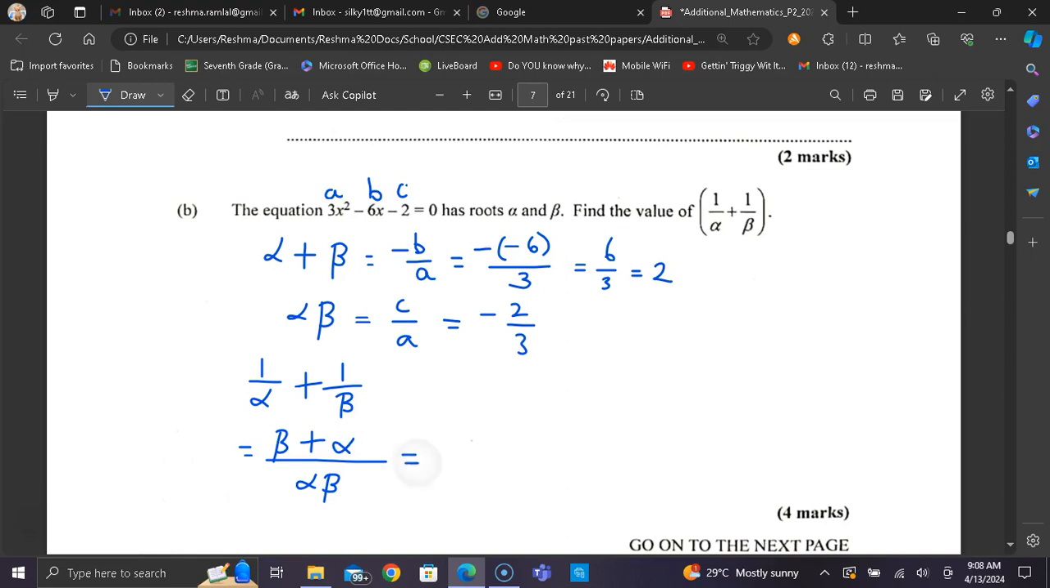So I end up with, when I simplify these two algebraic fractions, adding them together, I get beta plus alpha, which is the same as alpha plus beta, which is 2, divided by alpha beta, which is negative 2/3. So we have 2 divided by negative 2/3, which is 2 over 1 multiplied by negative 3 over 2. Right, inverting and multiplying. So 2's cancel, so we end up with negative 3. So the value of 1 over alpha plus 1 over beta is negative 3.